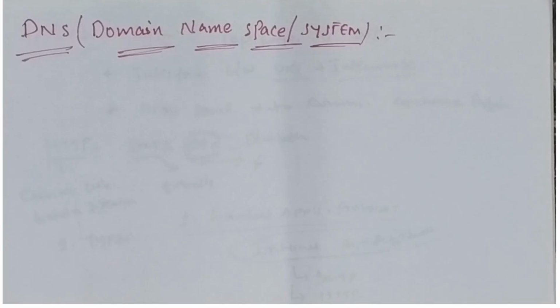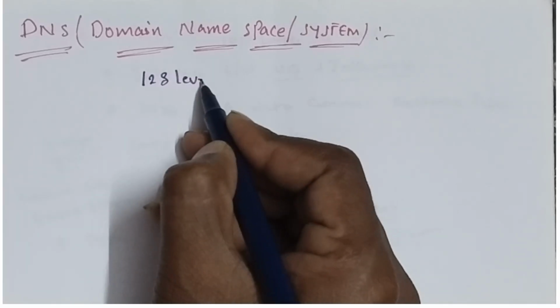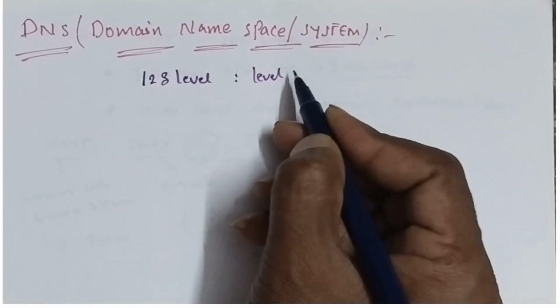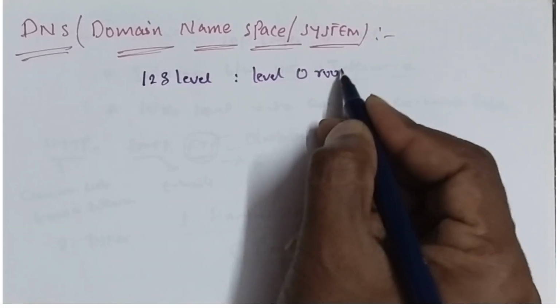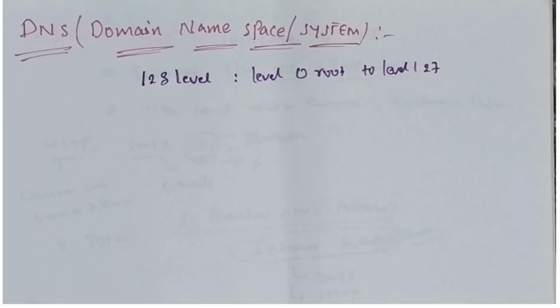In today's class, we will discuss DNS in the subject of computer networks. What is DNS? DNS is an abbreviation for domain name space or domain name system. A domain name space was designed or defined as an inverted tree structure, with the root at the top. The tree can have only 128 levels. The root level is level 0, going down to level 127.